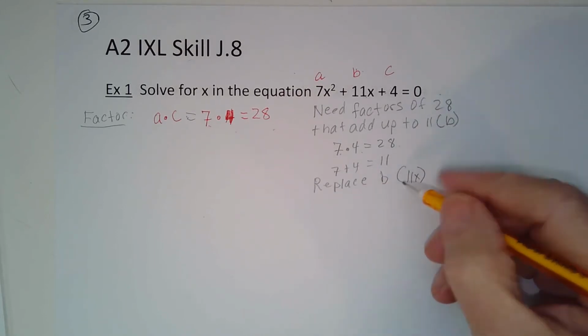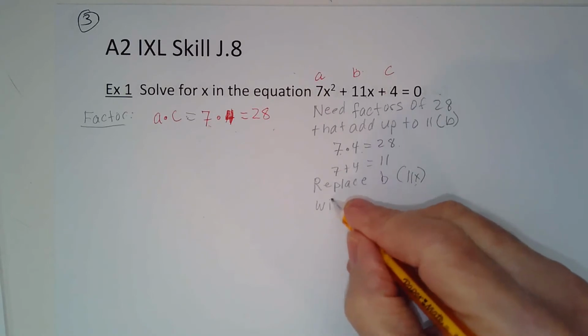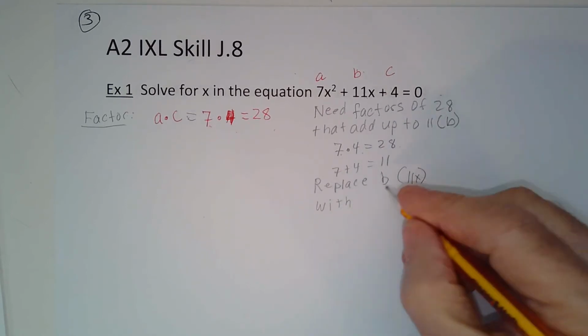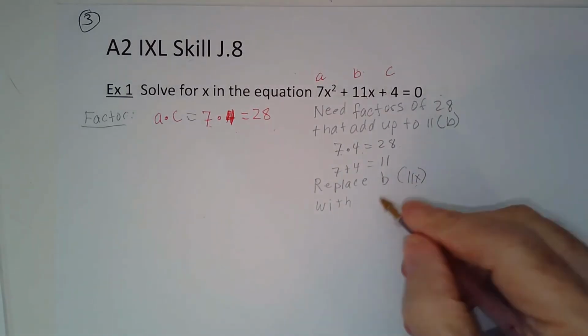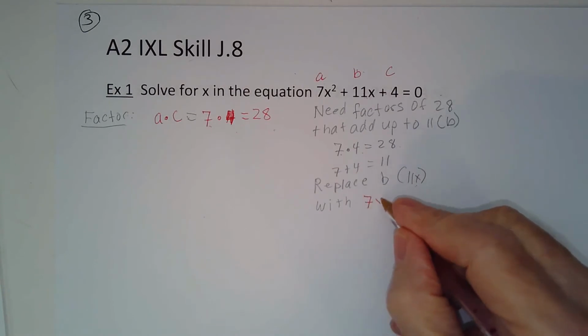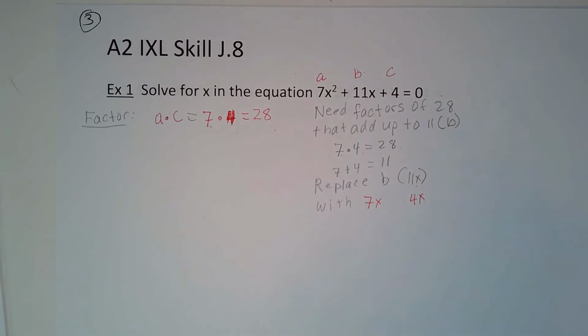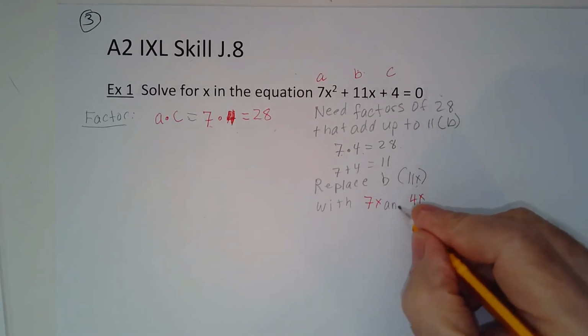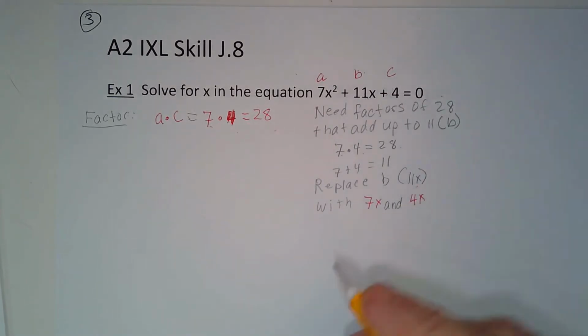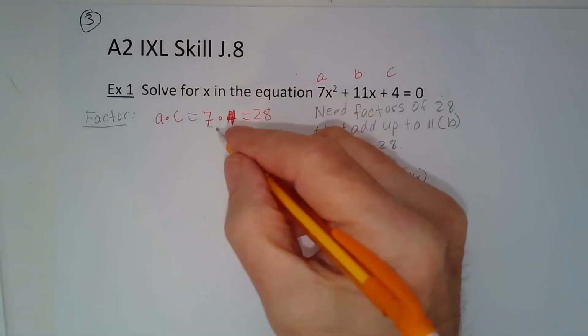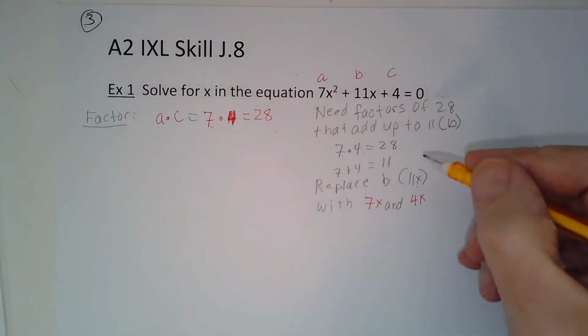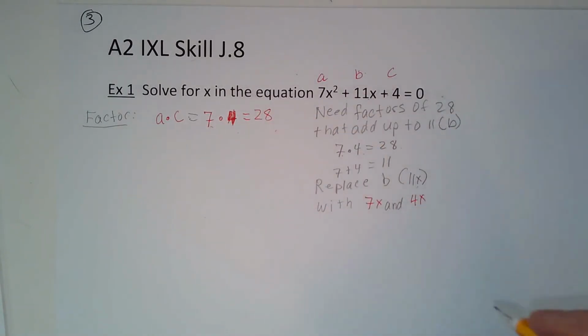So we'll try to keep that differentiated. So we're going to replace b with 7x and 4x. Okay? So literally what we're doing here is we're splitting up 11x into 7x and 4x.